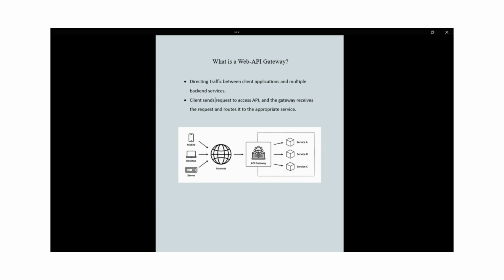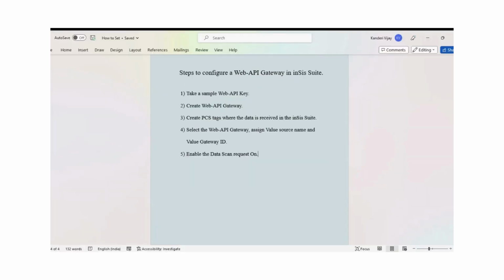So I'm going to use one of the most common examples of a good API, which is the weather API, that provides real-time weather data for various locations. By using this API, you can access the data you need without having to build your own weather data system from scratch. Here are the steps to configure a web API gateway in Insys Suite. Step 1, take a sample web API key. To illustrate, I will use the Weather API application to generate a specific key that will enable me to access its service and retrieve weather data.